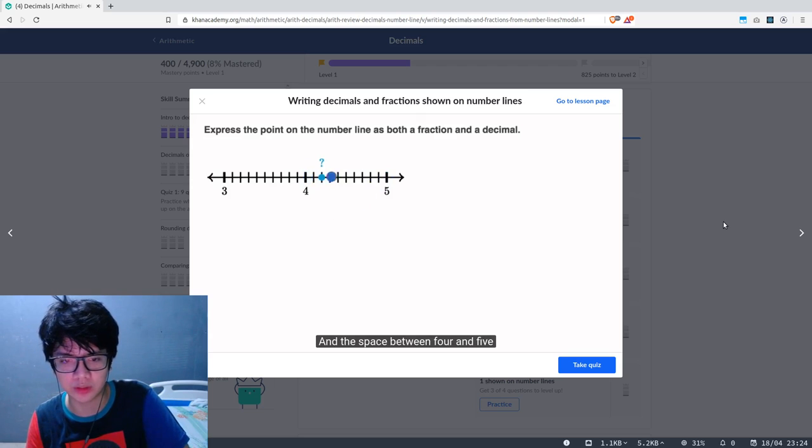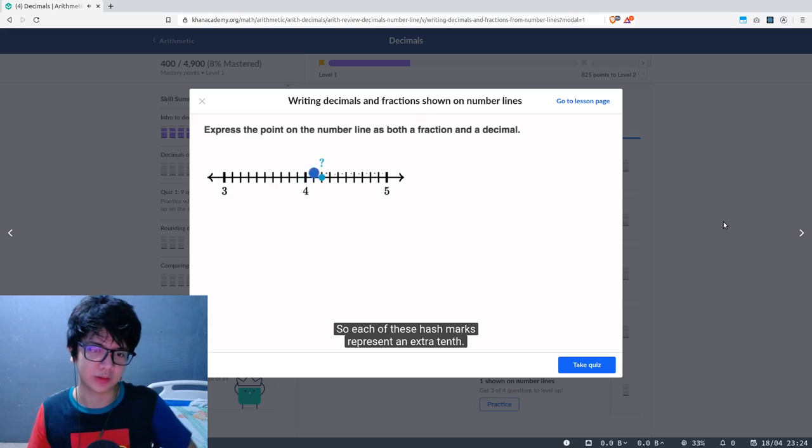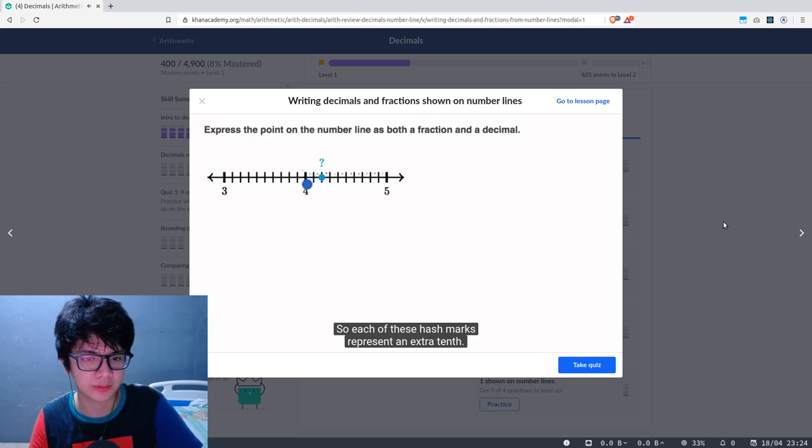And the space between 4 and 5 is divided into 1, 2, 3, 4, 5, 6, 7, 8, 9, 10 equal sections. So each of these hash marks represents an extra tenth. So this is 4, then this is 4 and 1 tenth. And now this is 4 right over here and 2 tenths.